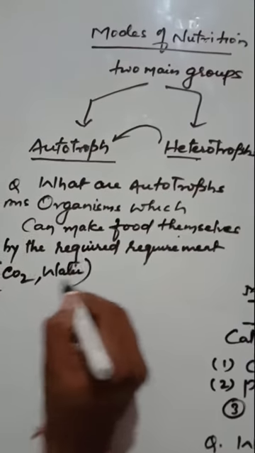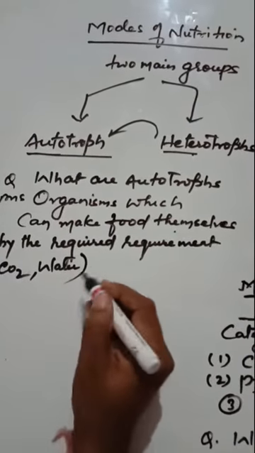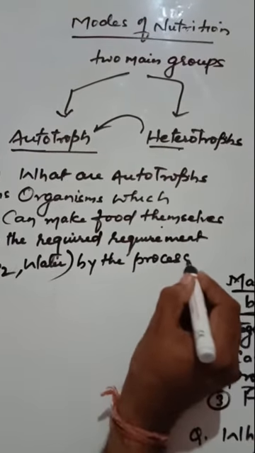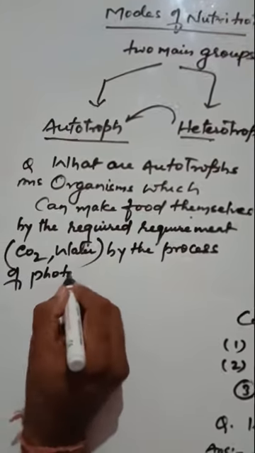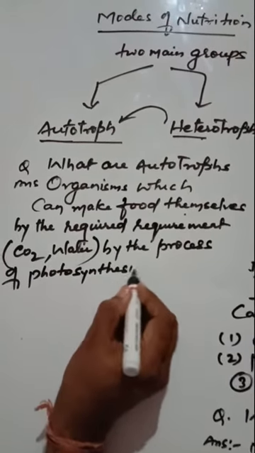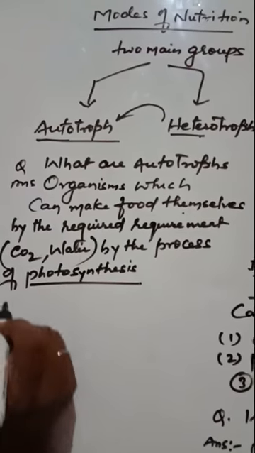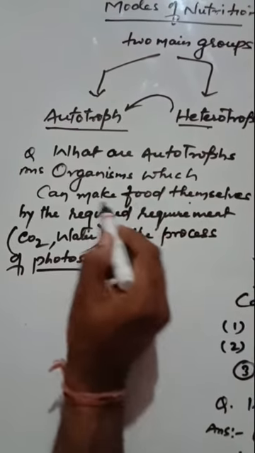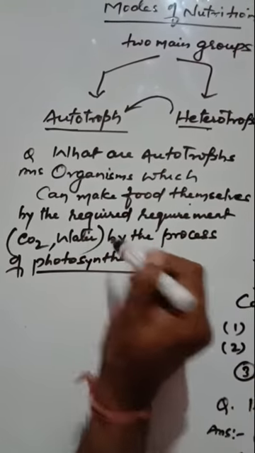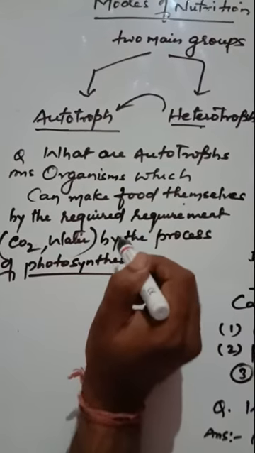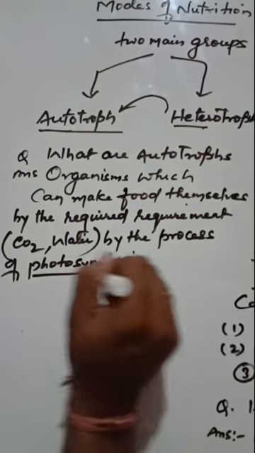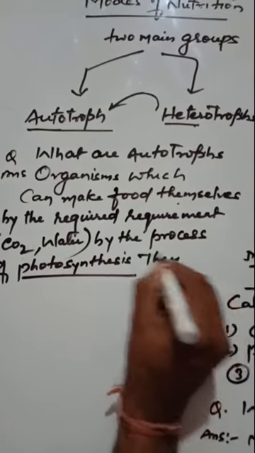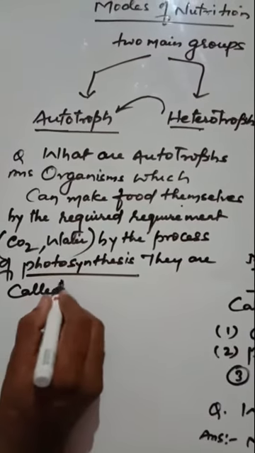So requirements: CO2, water, by the process of photosynthesis. Now a question again comes to our mind: what is photosynthesis? That we will discuss later on. But an organism which can make food themselves by the requirements, by the process of photosynthesis, they are called autotrophs.